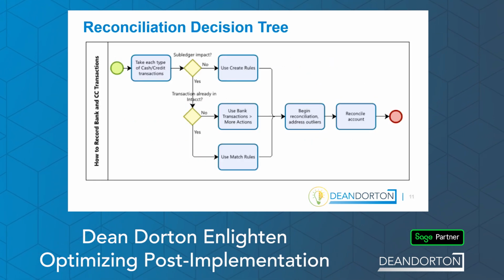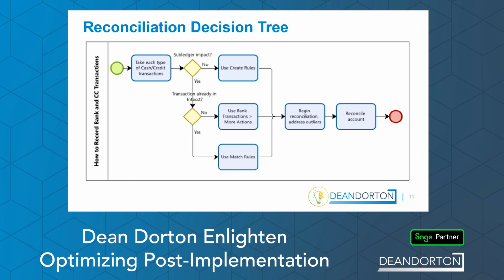Some of you are visual learners, so we have this nice little reconciliation decision tree that's going to help you understand how the system is determining what we're going to do with those transactions, and then utilizing the match and create rules or the manual creation of a transaction, how that works towards the reconciliation.